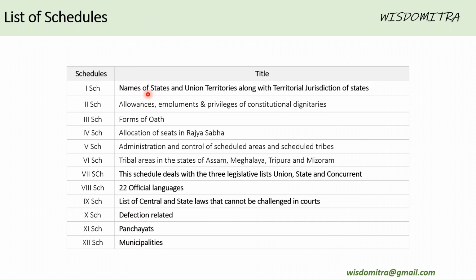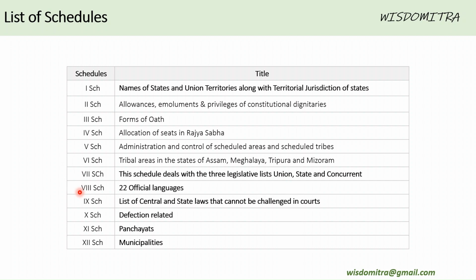The first one, for example, state and union territories. Similarly, the seventh one, this deals with the three lists: union list, state list, and concurrent list. That is, center is responsible for which topics, state is responsible for which topics, and which topics are the dual responsibility, that is responsibility of both center and state. For example, education, right? It's a responsibility of both. Say military, it's responsibility of the center. So on and so forth.